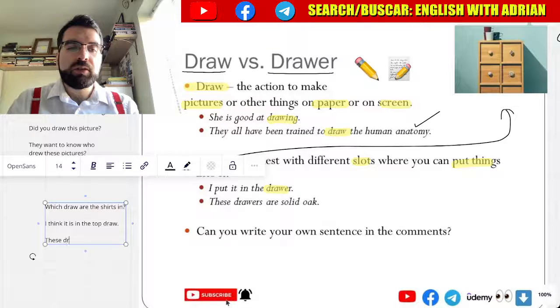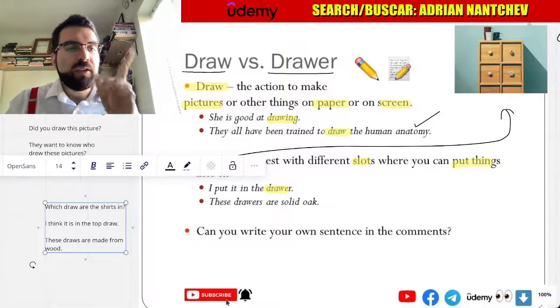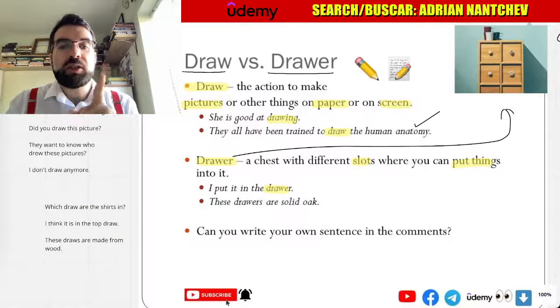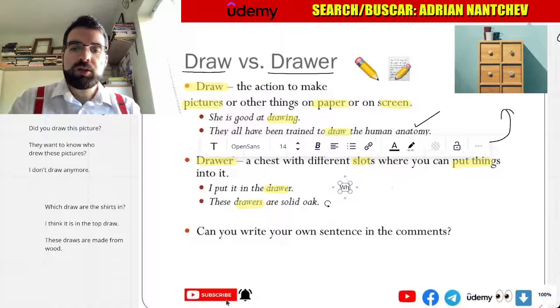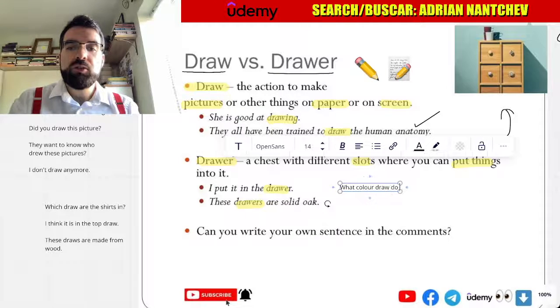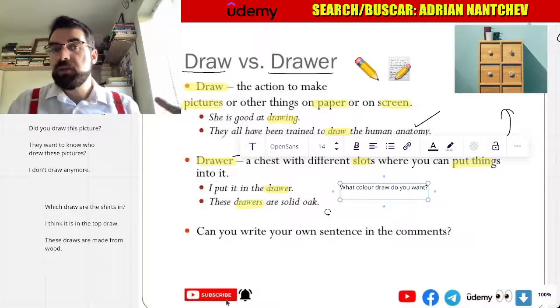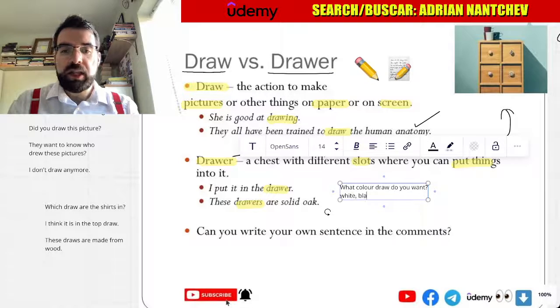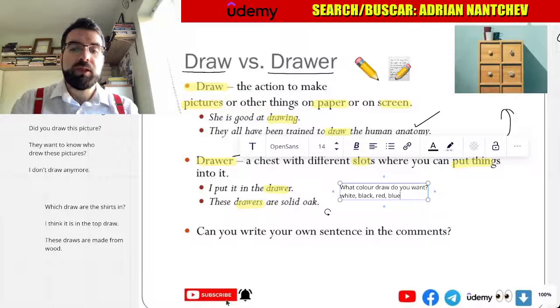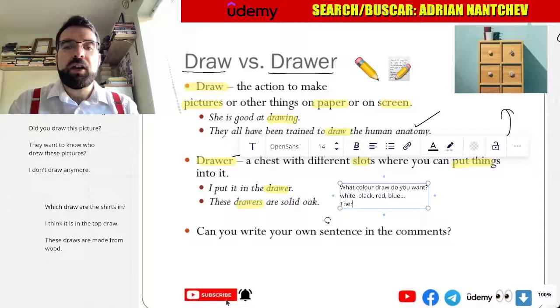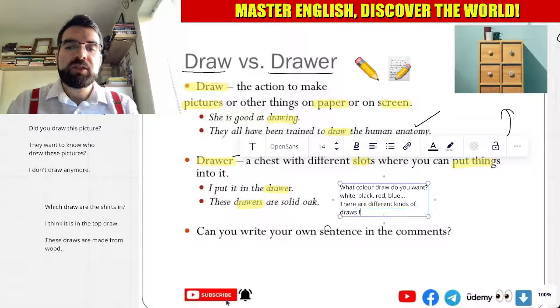These drawers are made from wood. These drawers are solid oak. What colour drawer do you want? We have white, black, red, blue. There are different kinds of drawers for sale.